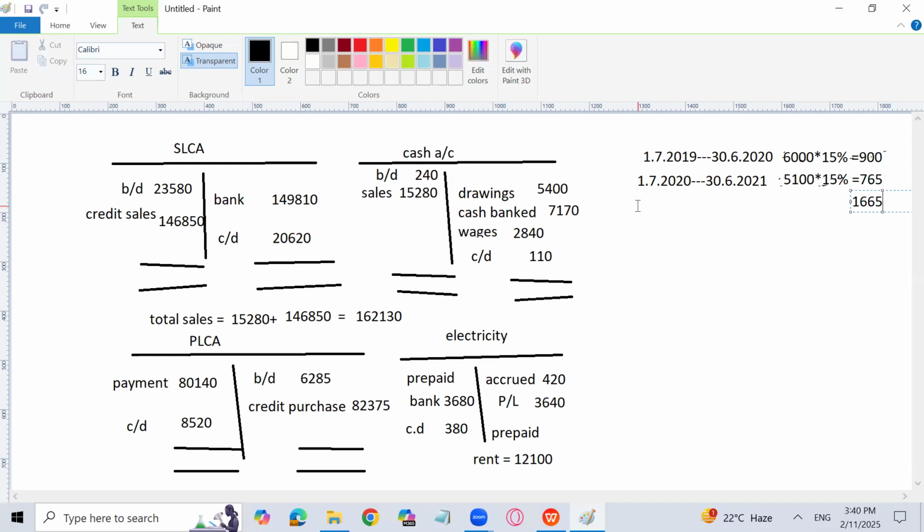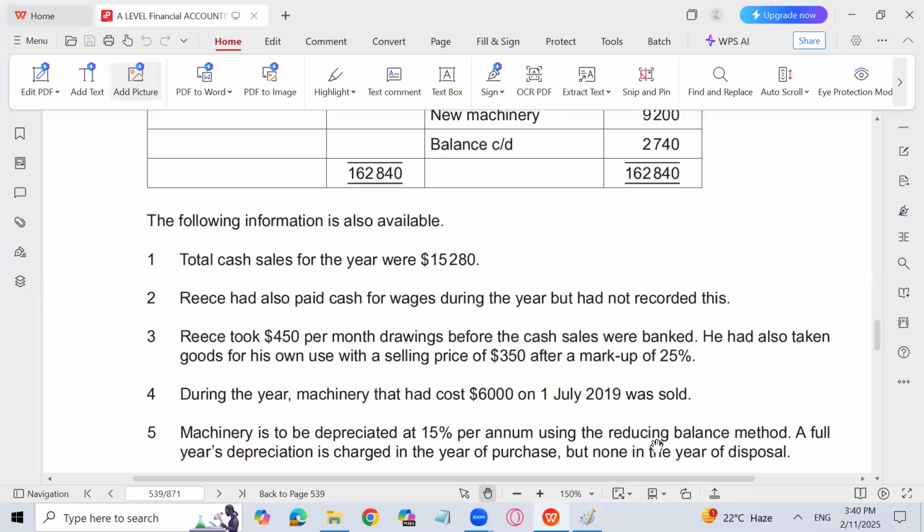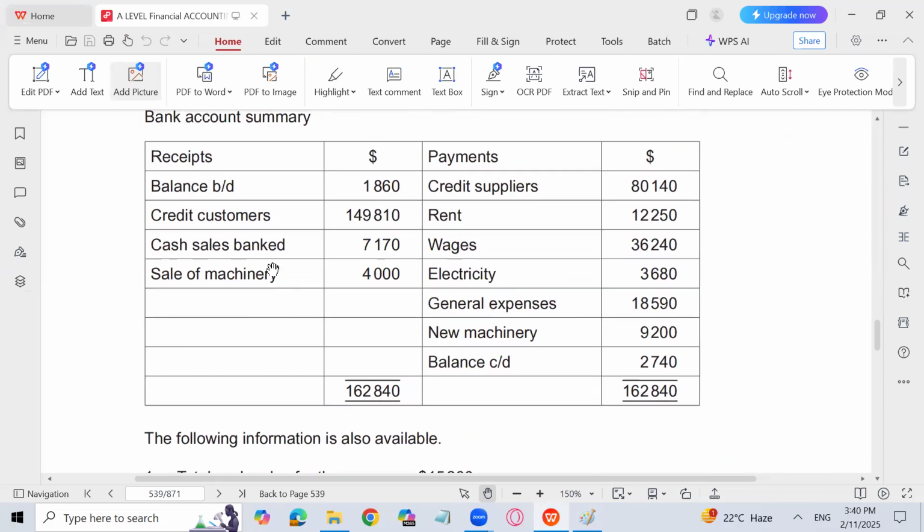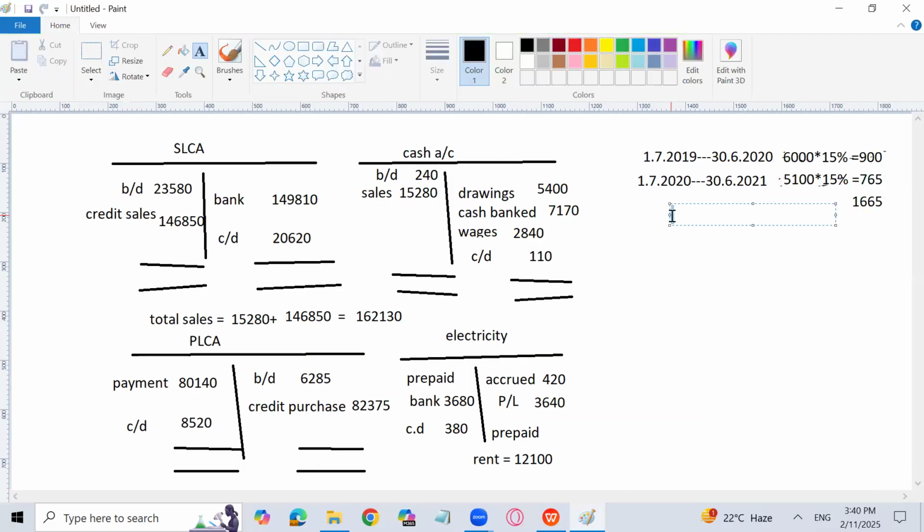Sir, 2021 and 22? No, will not charge. Because in the same year, the asset has been sold. So no depreciation is charged in the year of disposal. Okay. Now, the asset has been sold for 4,000. Sale of machinery 4,000. Let's find the book value first.